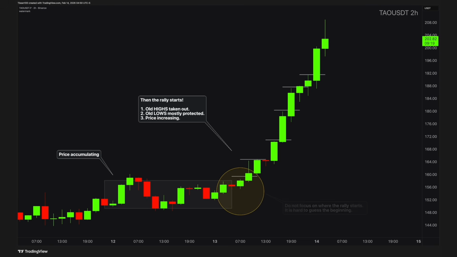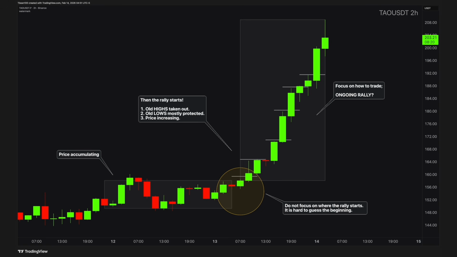This is where most people make a big mistake. They try to focus on exactly where and when the rally starts. And believe me, it is extremely hard to consistently catch the exact beginning of a rally in any asset class. So do not focus all your energy on trying to predict when the rally is going to start. Instead, focus on the rally that is already in progress. An ongoing rally is much easier to recognize, and it is much easier to trade with confidence.